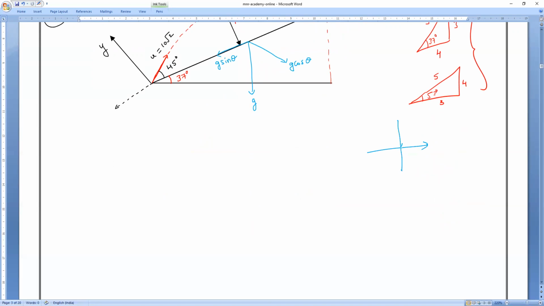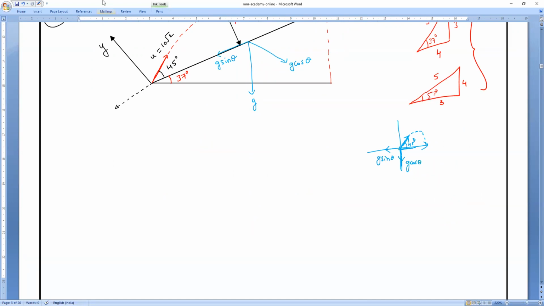Yes, it has been projected with the alpha angle. What is the alpha angle? I said now, alpha is equal to 45 degrees. Okay, 45. So it will take time and it will fall. So this is minus g sin theta, and down, this is g cos theta.